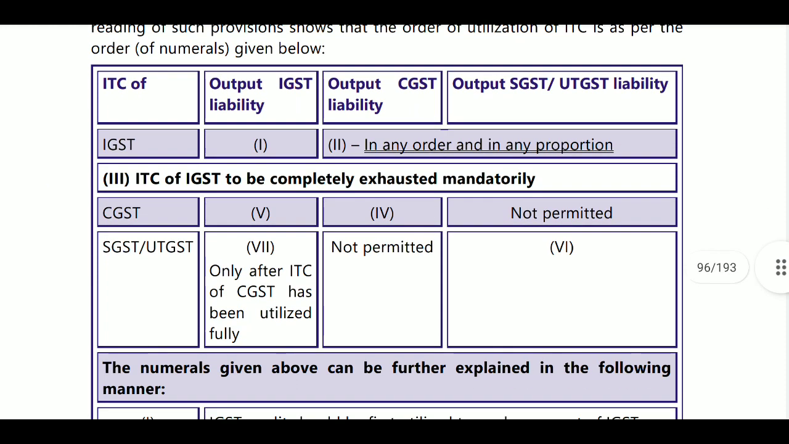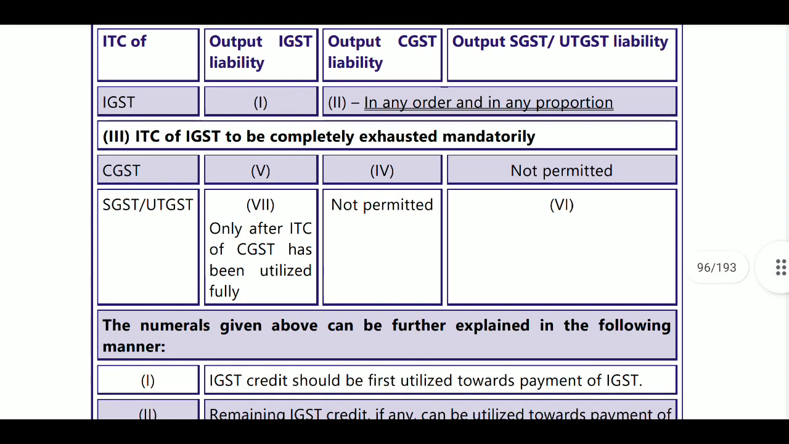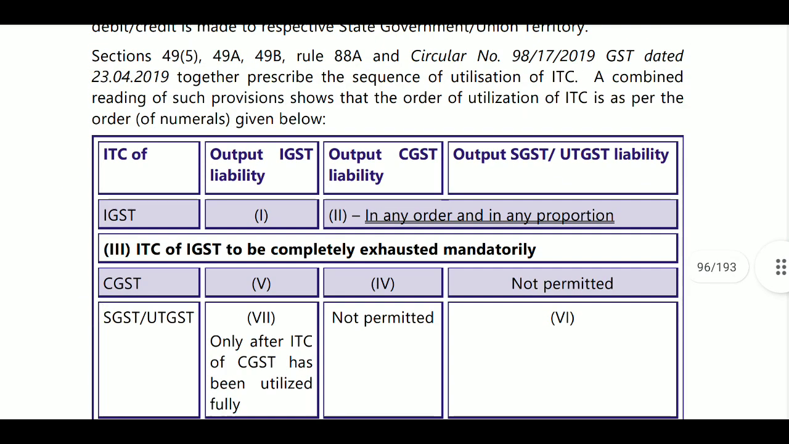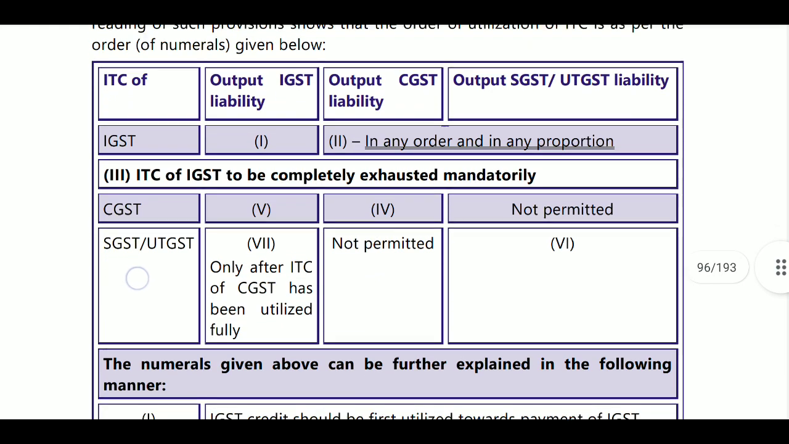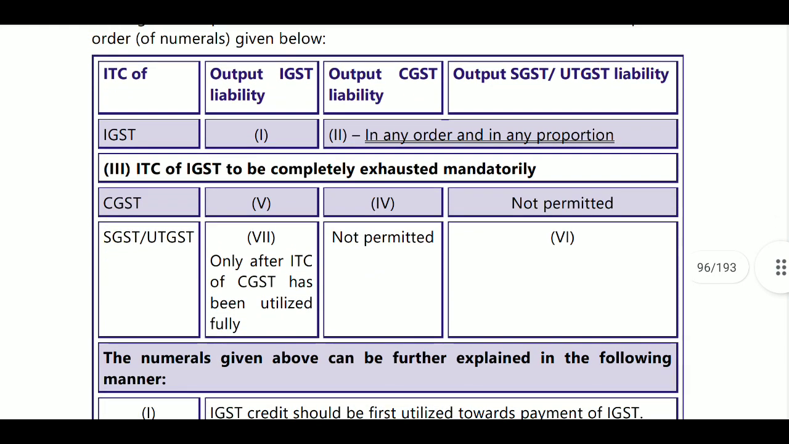ITC of IGST must be completely exhausted first, mandatorily. CGST credit is not permitted against SGST, UTGST only after ITC of CGST has been utilized fully. Output liability will be IGST. Output CGST liability. Output SGST, UTGST liability. Okay.